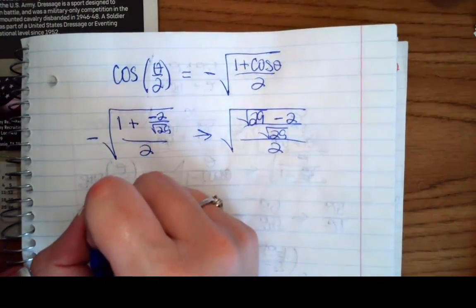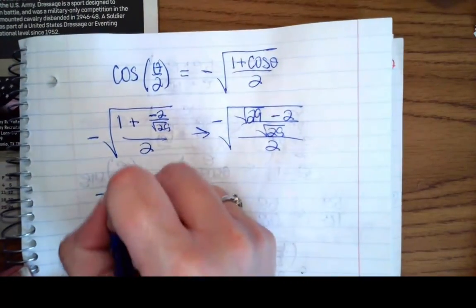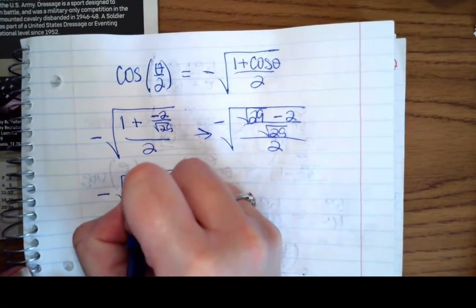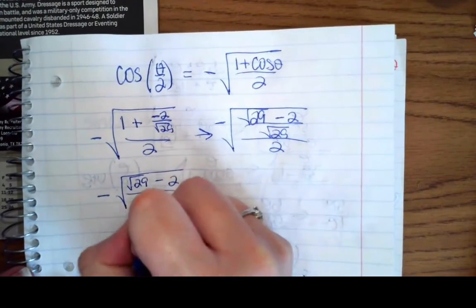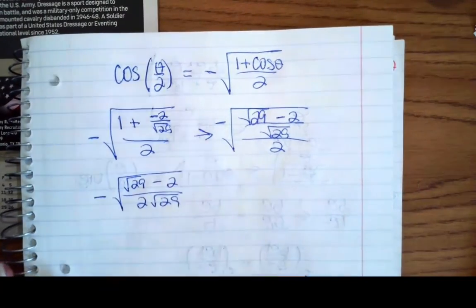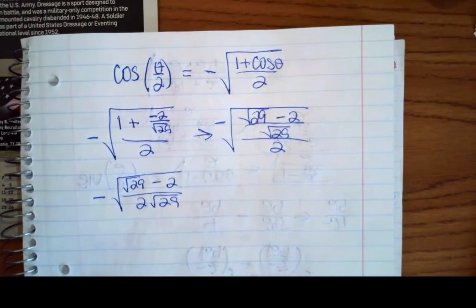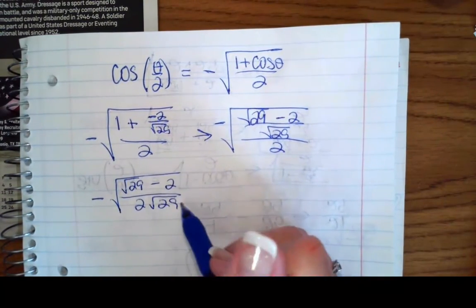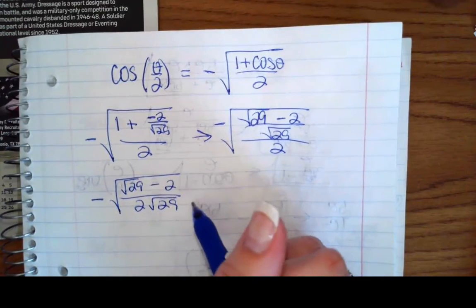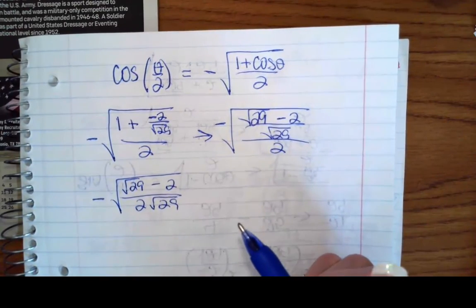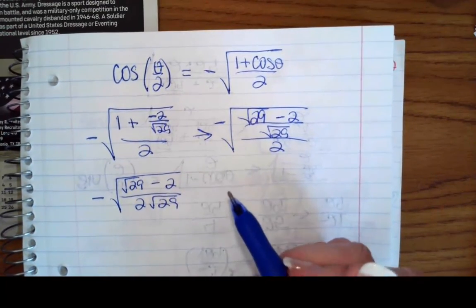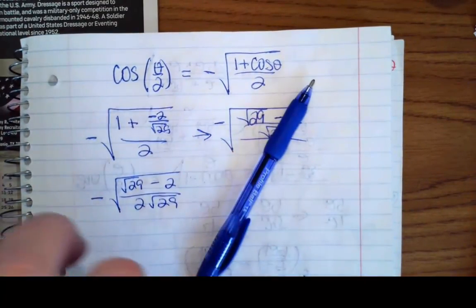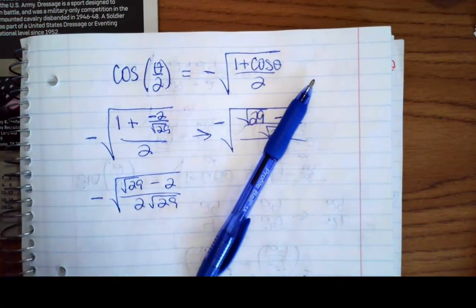And then that's going to become a negative square root of root 29 minus 2 over 2 root 29. And then again, you can rationalize that, just the inside, by multiplying by 2 root 29 on top and bottom. Okay, so that is just an intro. We'll do some more examples in the second part.